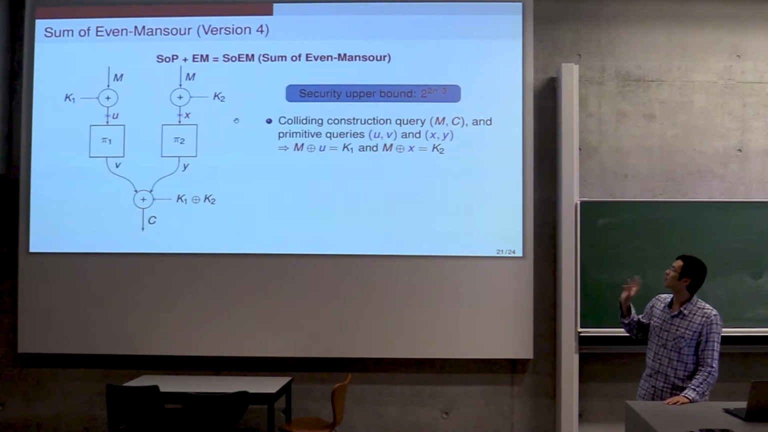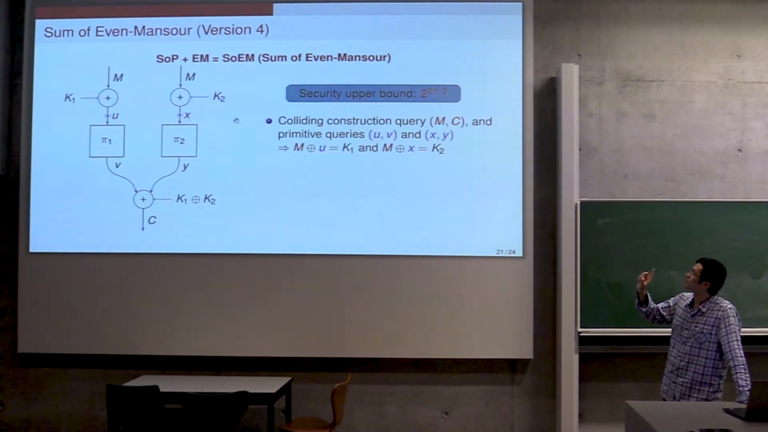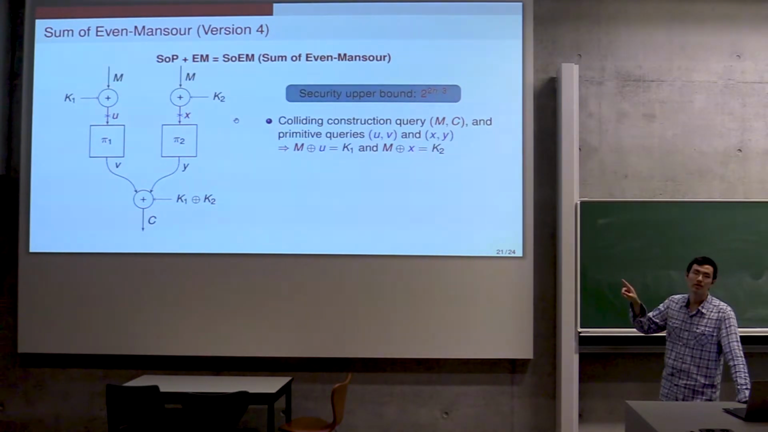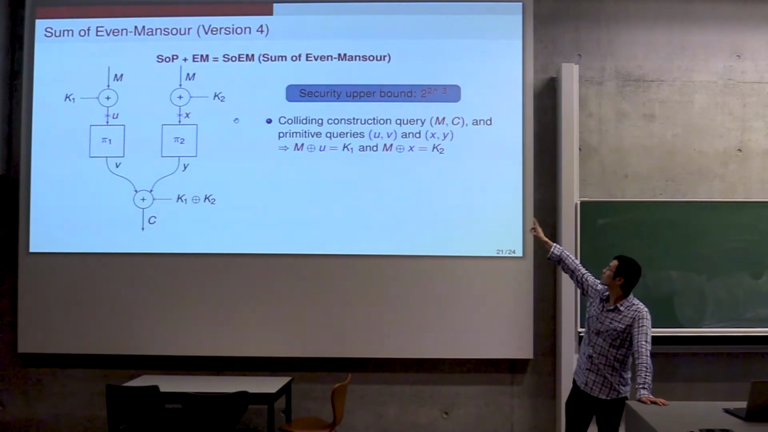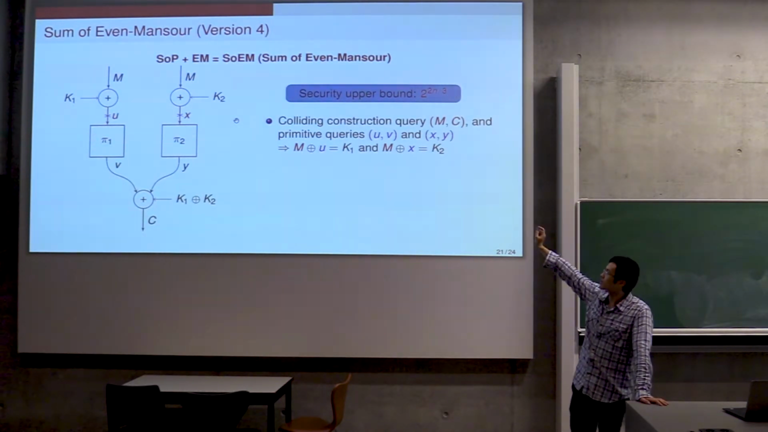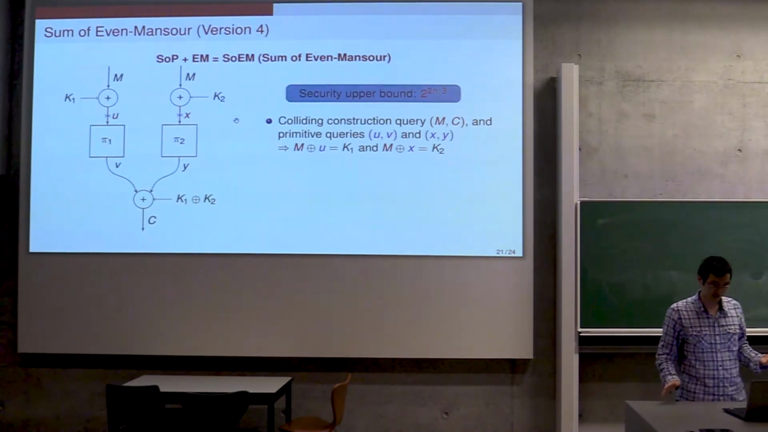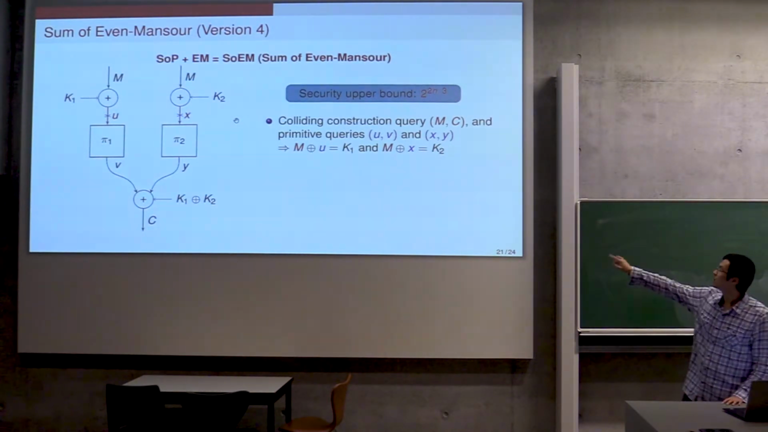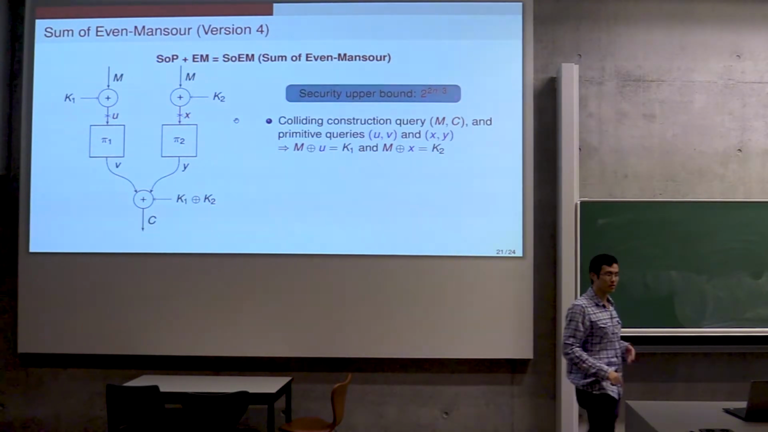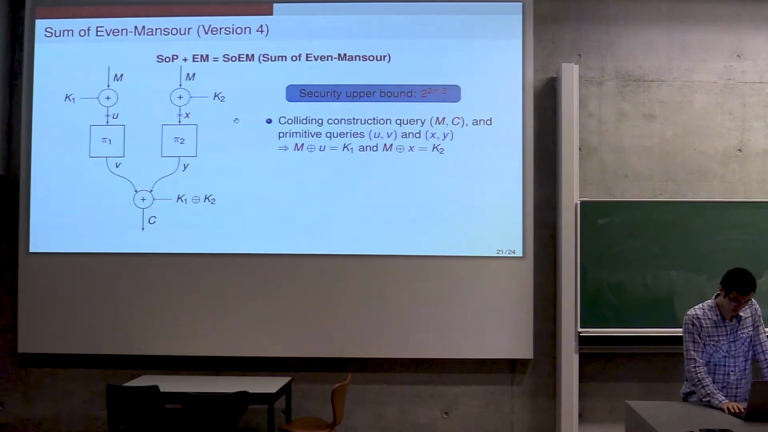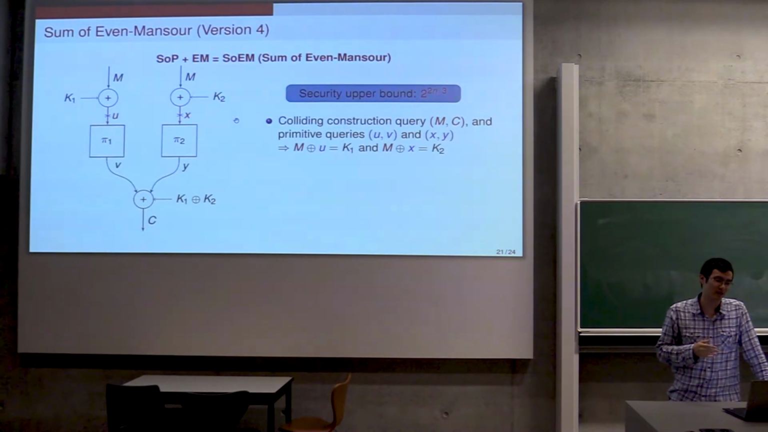As long as we can find a collision between the m value of the construction query and the x value of the first primitive query, and at the same time the m value also collides with the x value of the second primitive query, then we can break this scheme. The probability that those two equations happen is high after 2 to the power 2n/3 queries.